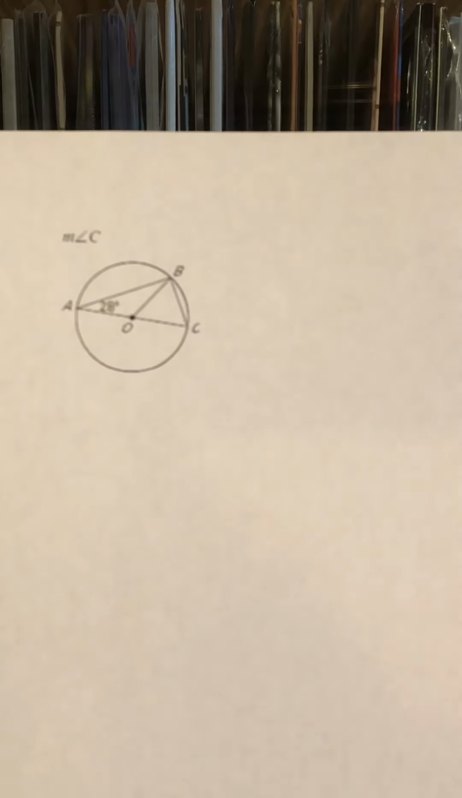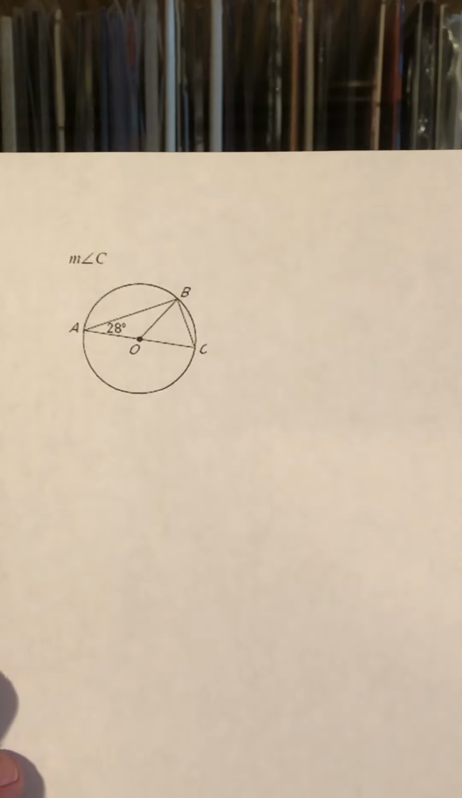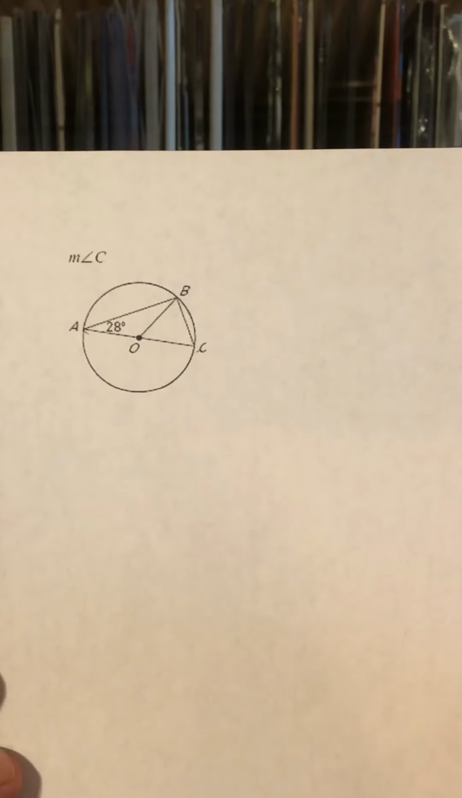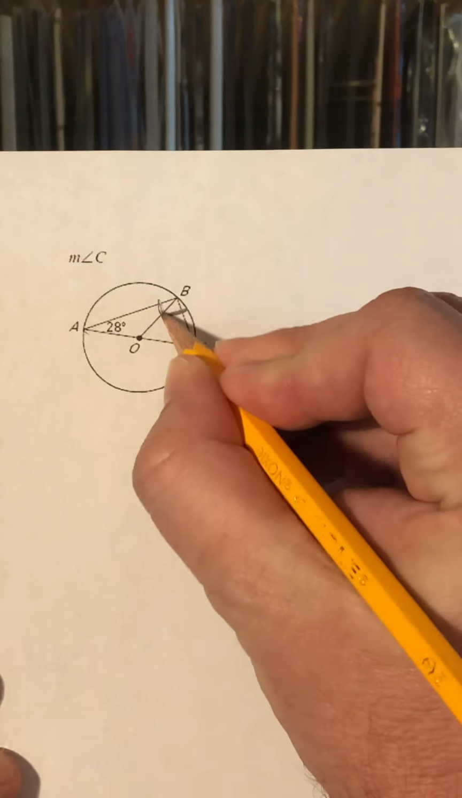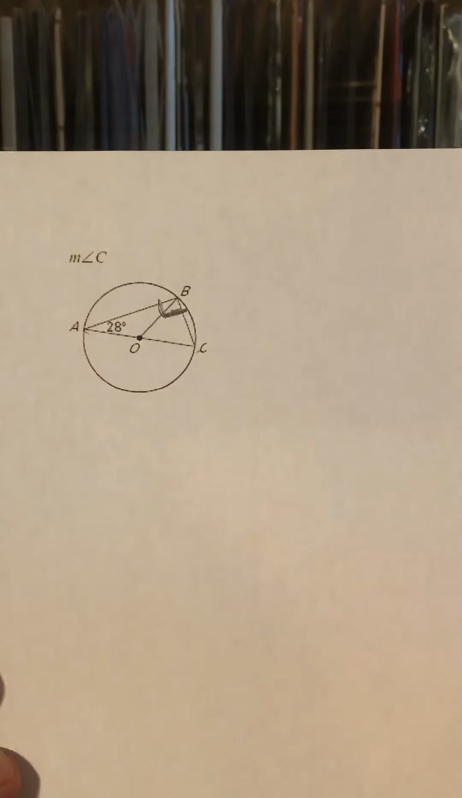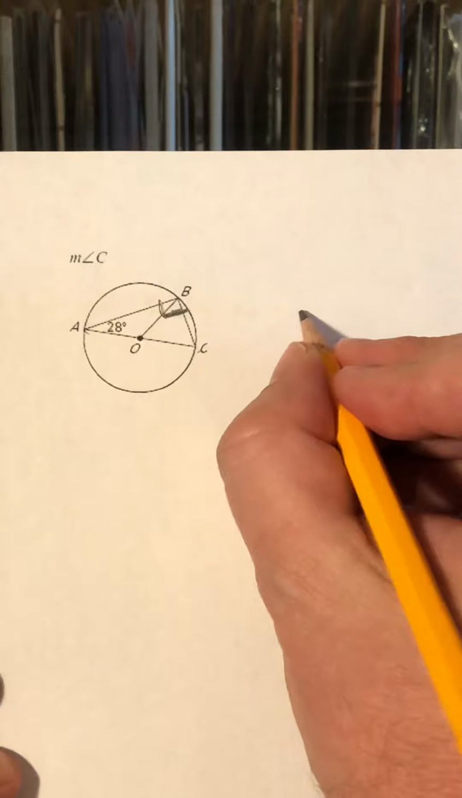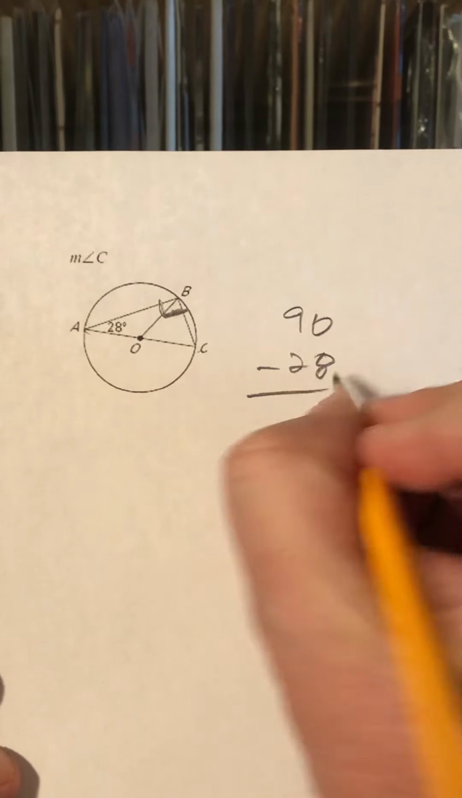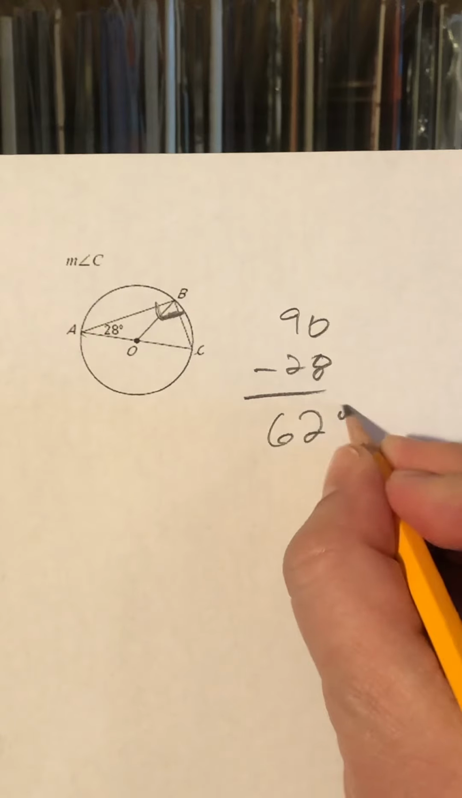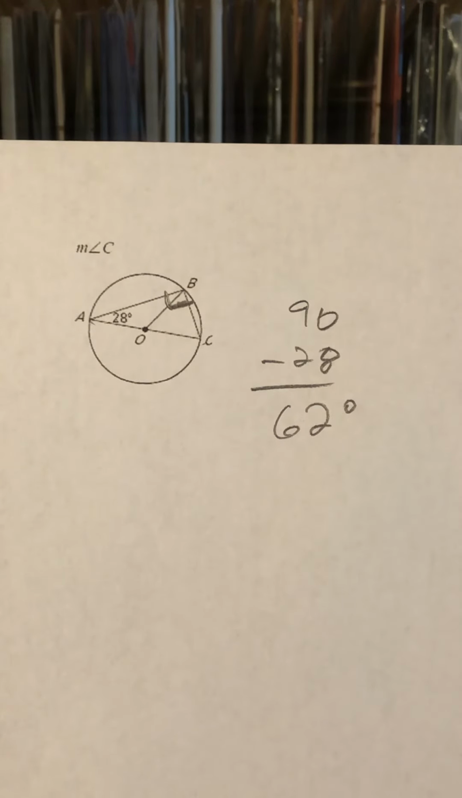And then finally, it says to find the measure of angle C over here. Well, again, if you've got a diameter that is a side of a triangle that's inscribed in a circle, then that's going to be a right triangle. So that means that that's 90 degrees. So this and angle C are going to be complementary. So if I take the 90 minus the 28, that's going to give me my final answer, which is going to be 62 degrees. So angle C measures 62 degrees.